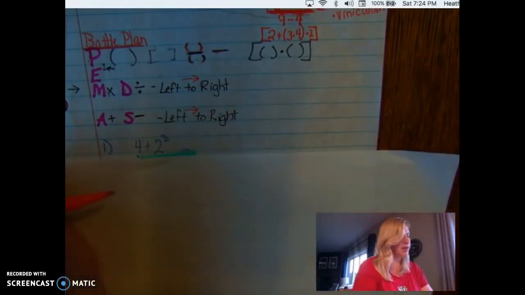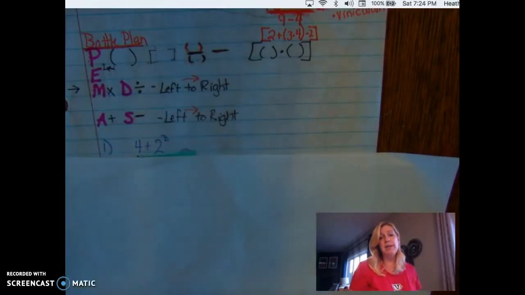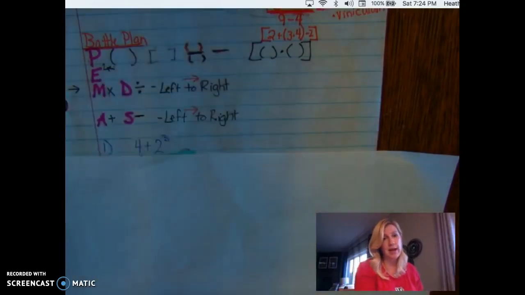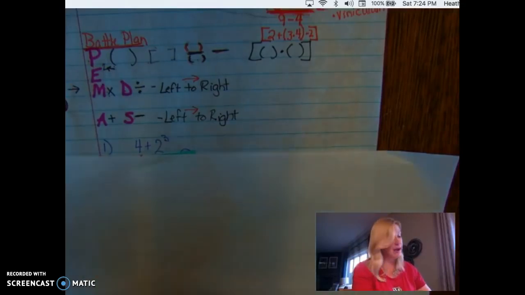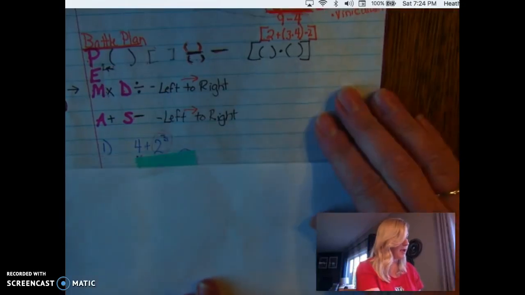So this is a rather simple one, but if you look, it looks like it's 4 plus 2 to the third power. When you first look at it, you might be tempted to first add that 4 plus 2, but you can't. You have to go back to your battle plan. And you say, first of all, are there any parentheses? Nope, I don't see any parentheses. Do you? I do see an exponent though. So you have to do that first. And I see that exponent right here, 2 to the third power.